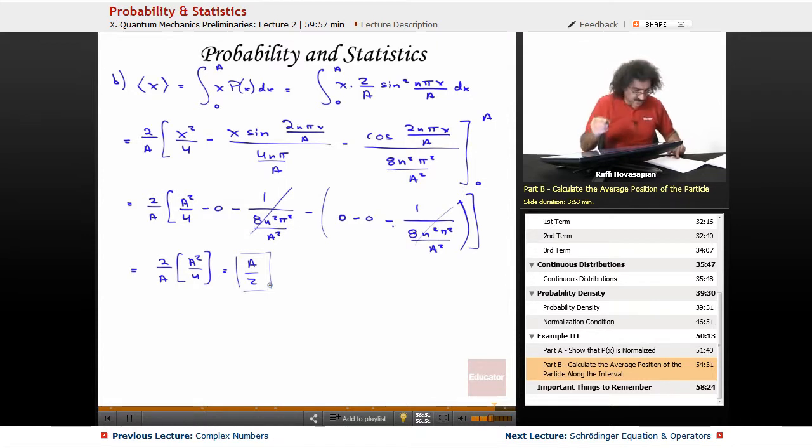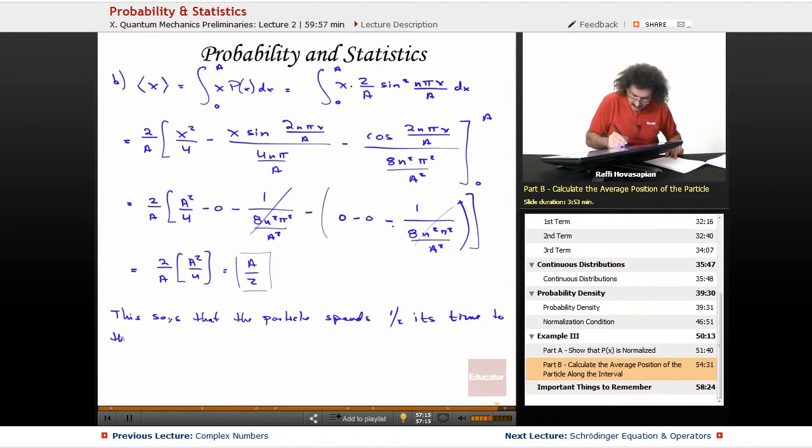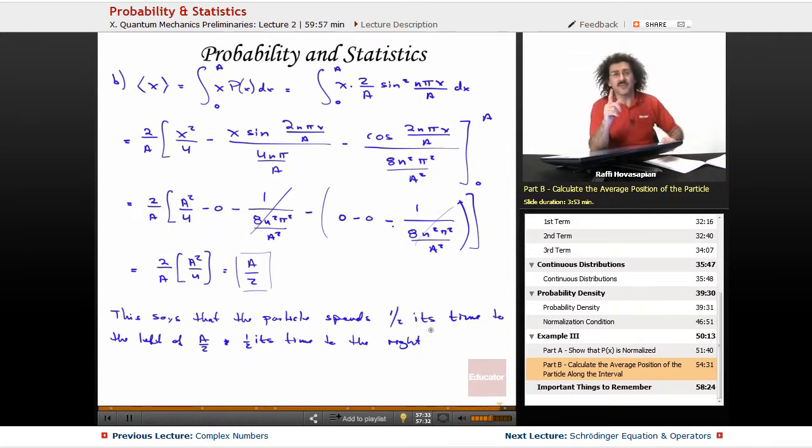The average position, what this says is the following. This says that the particle spends half its time to the left of a over 2 and half its time, the other half of its time, to the right. The average position between 0 and a is a over 2. That's what this is saying.